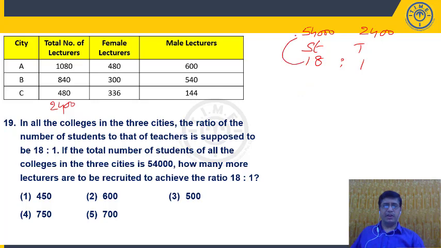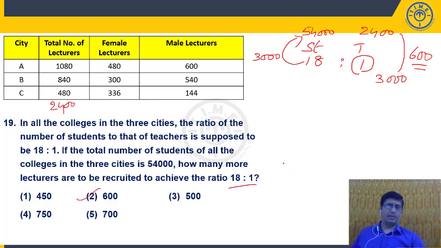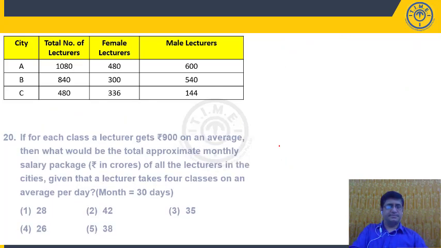18 parts is equal to 54,000 means what is the one part value? It is 3,000. So what should be this value? It should be 3,000. But how many are there? Only 2400. So how many more should be recruited? Difference, that is 600. So 600 teachers should be recruited in order to maintain the ratio 18:1. Am I clear? Right. Look at the next one.